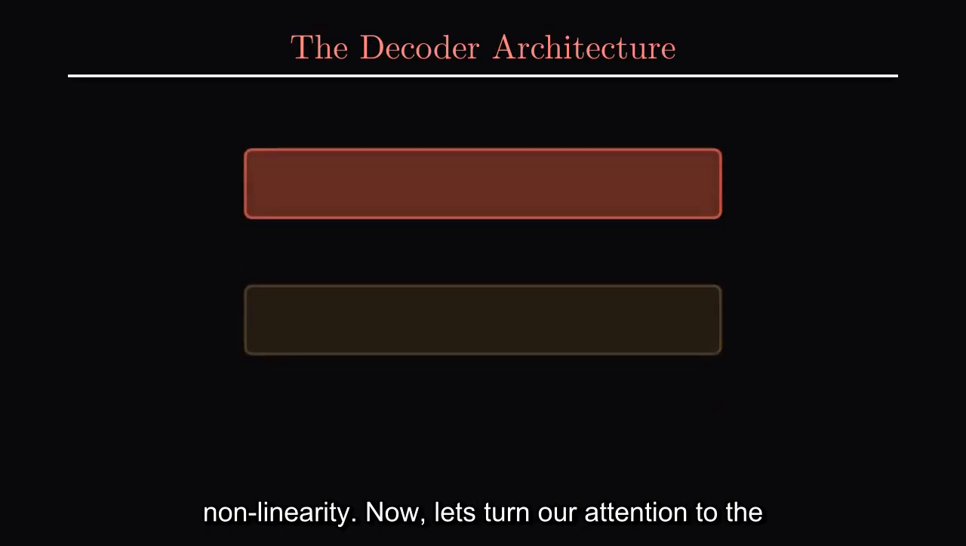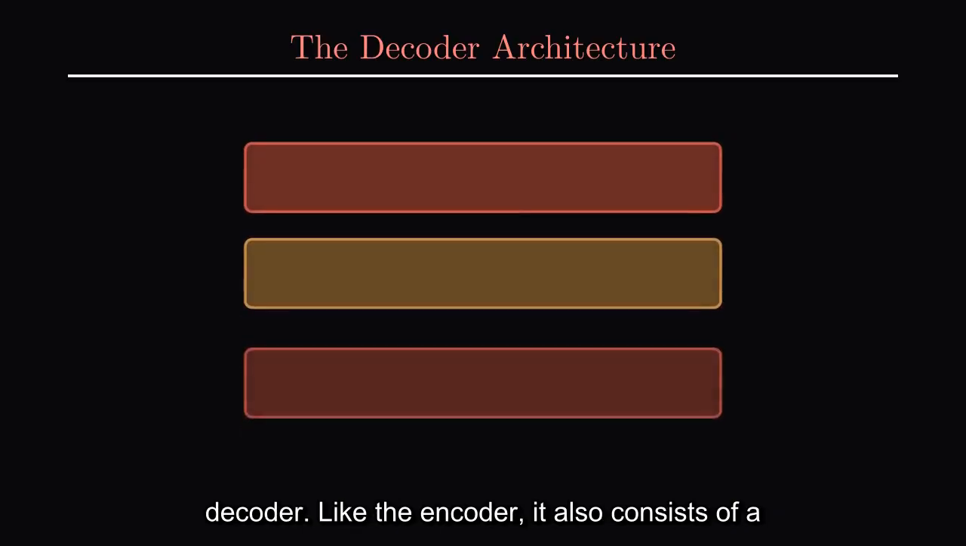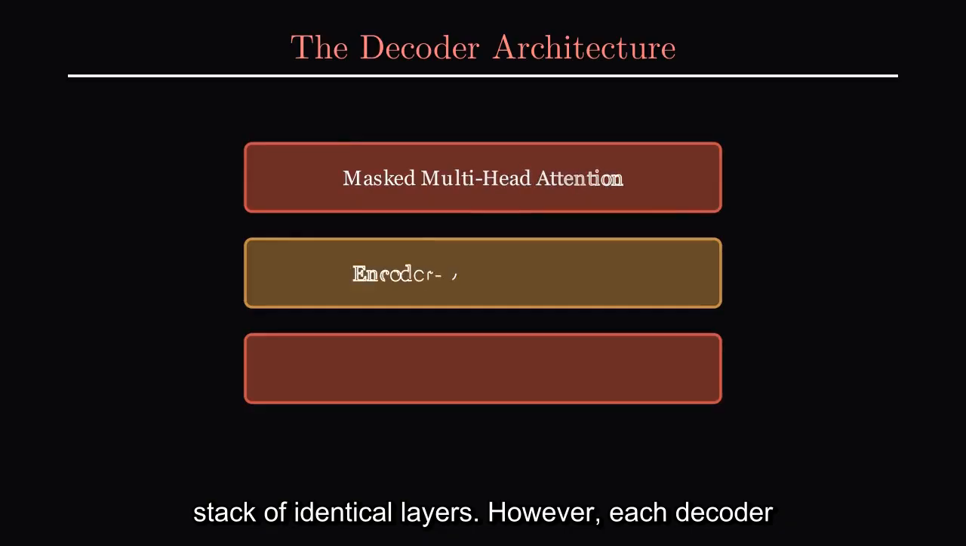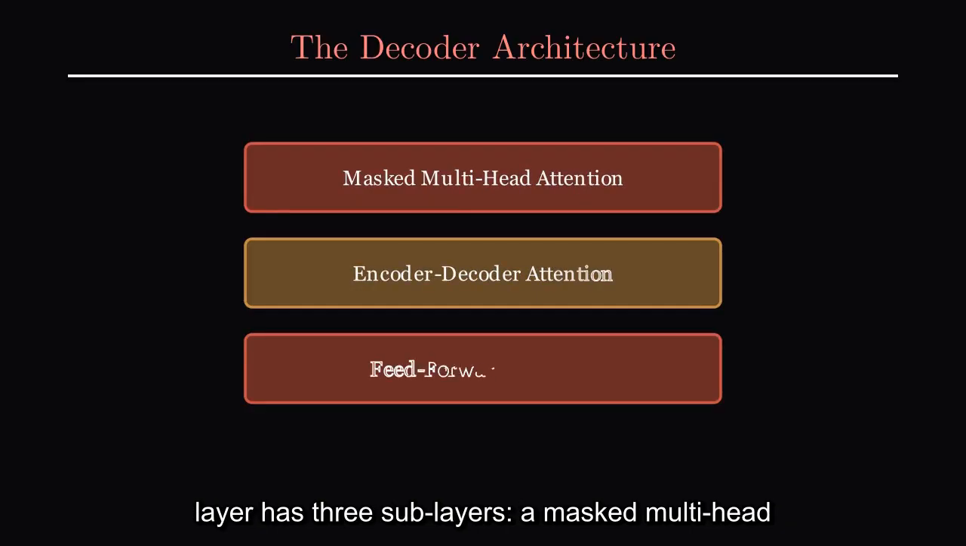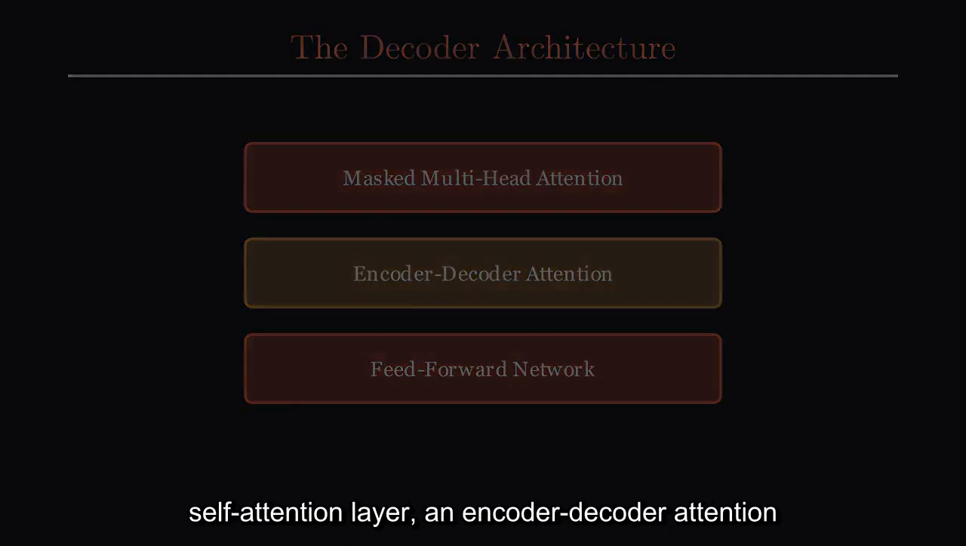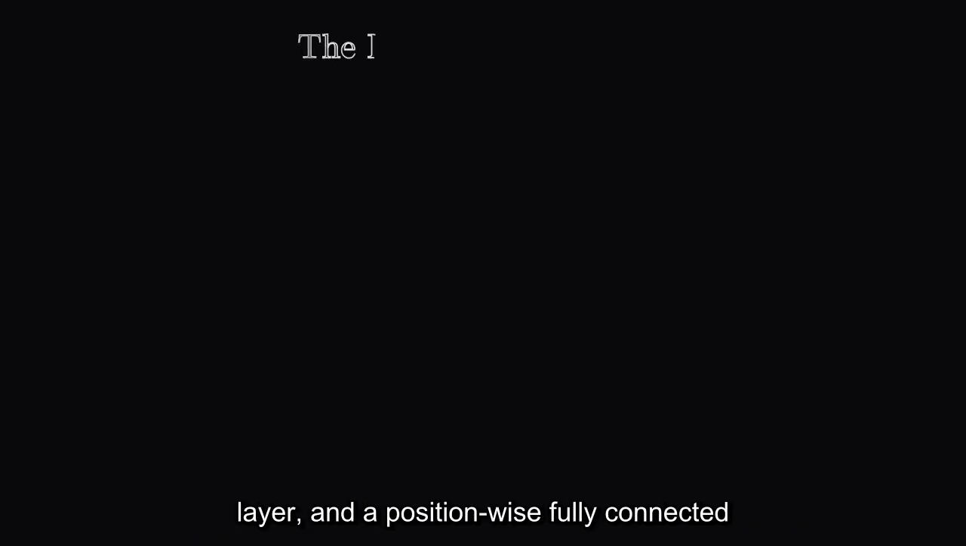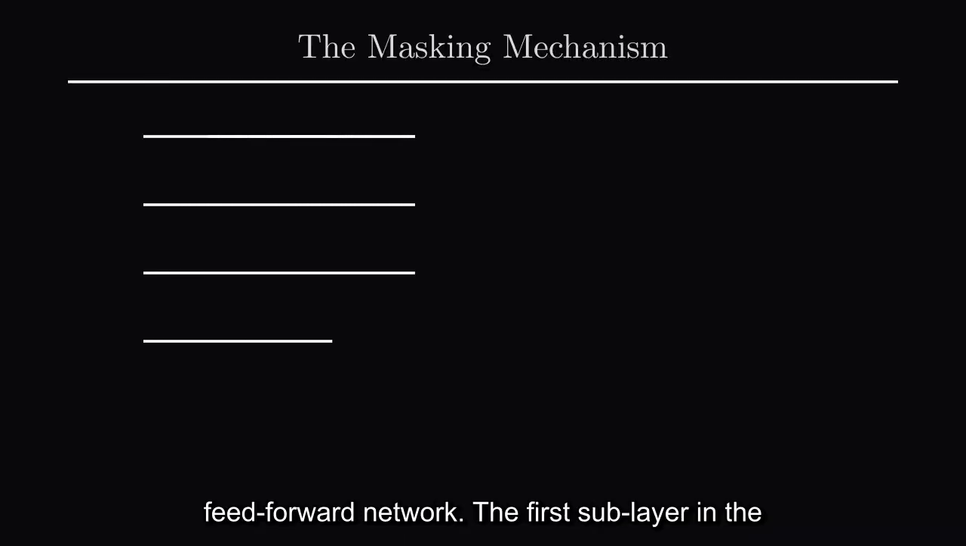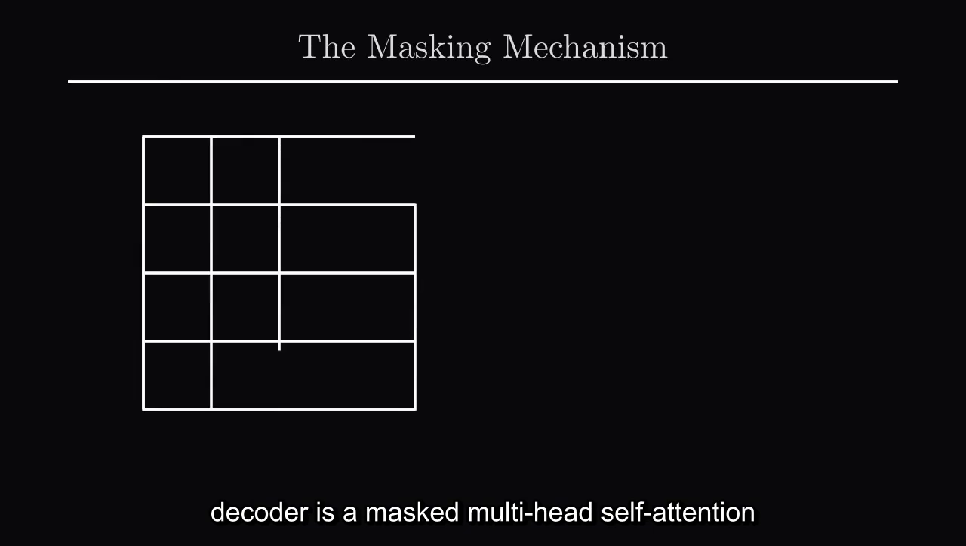Now, let's turn our attention to the decoder. Like the encoder, it also consists of a stack of identical layers. However, each decoder layer has three sublayers: a masked multi-head self-attention layer, an encoder-decoder attention layer, and a position-wise fully connected feed-forward network.